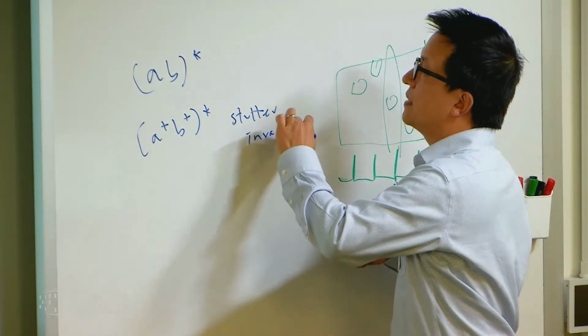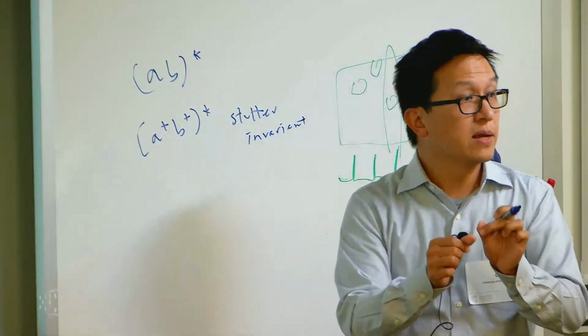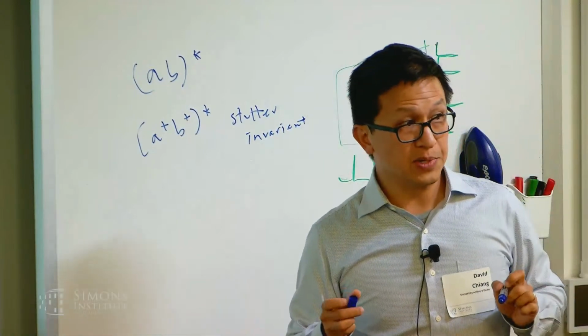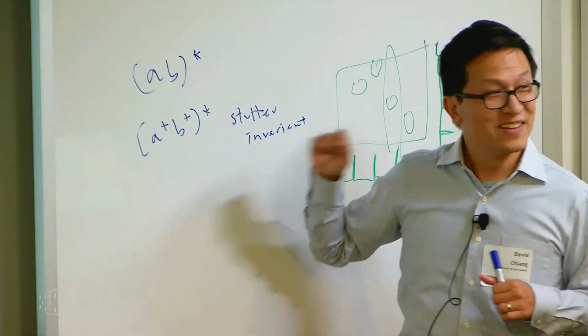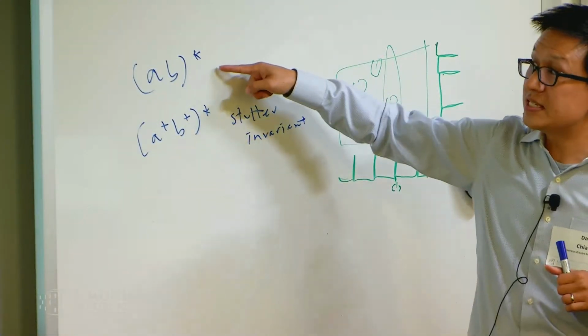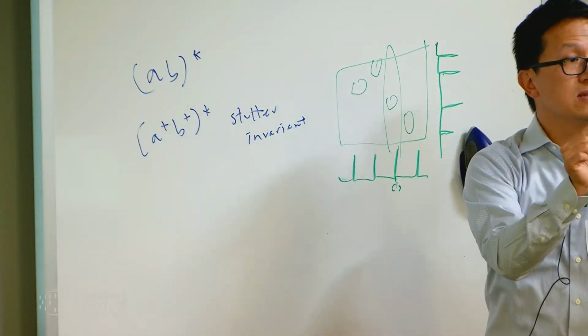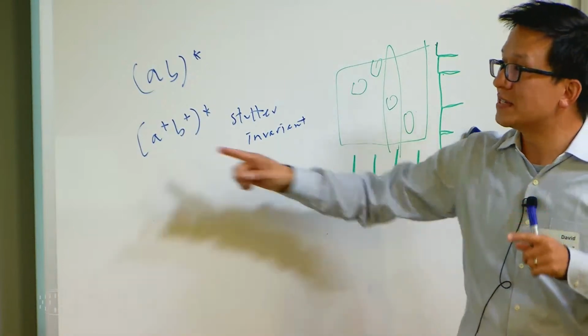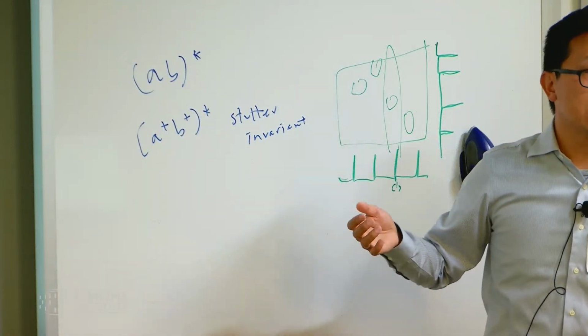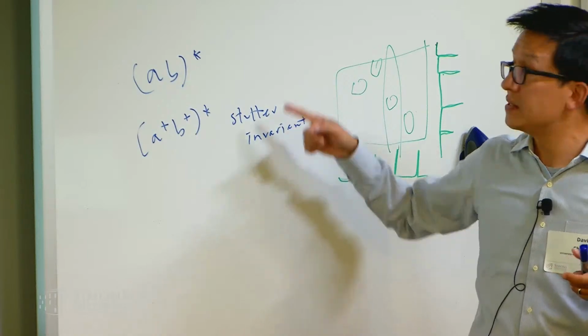So stutter invariant languages don't distinguish between one versus more than one occurrence of a symbol. Does that make sense? Whereas this language insists that the A's and B's alternate strictly, and when there's an A, there's just one A, and when there's a B, there's just one B. Whereas this language says when there's an A, there can be as many A's as you want. So this is stutter invariant. This is not stutter invariant.